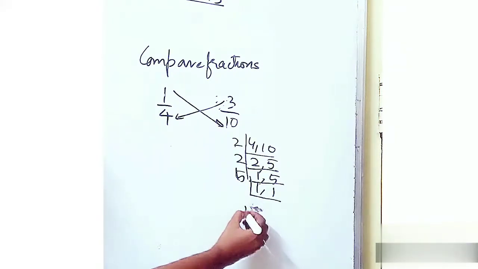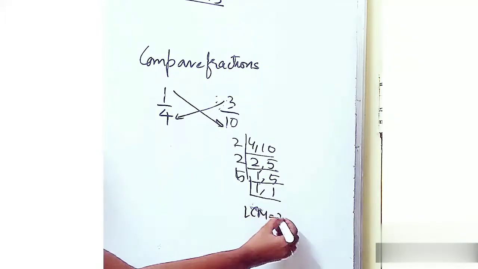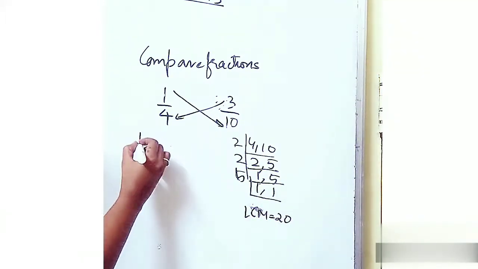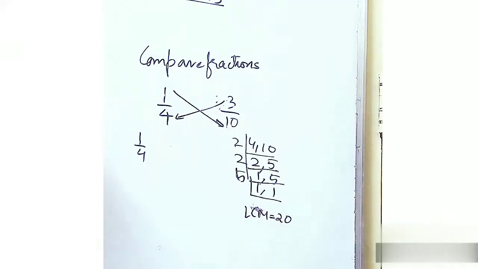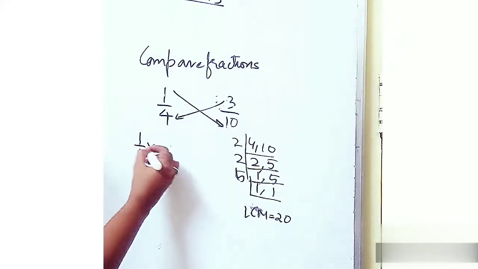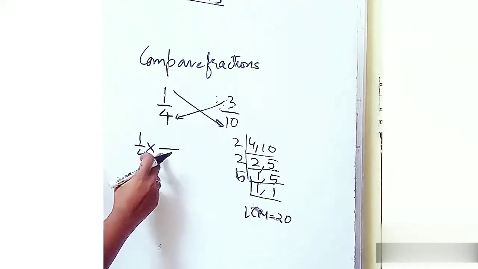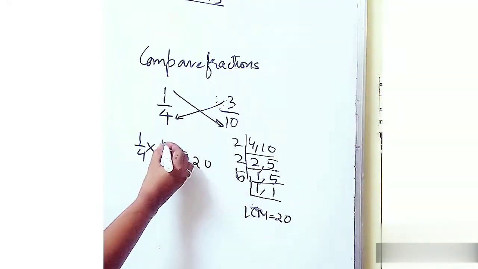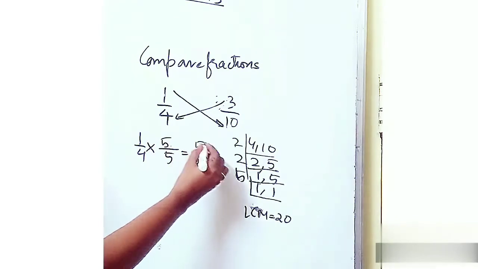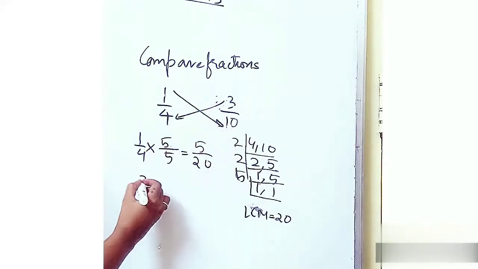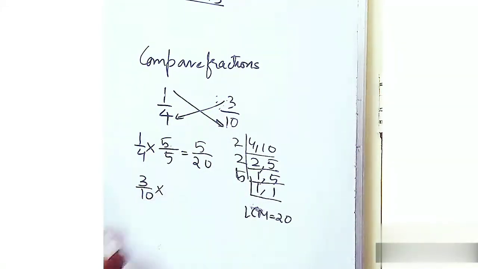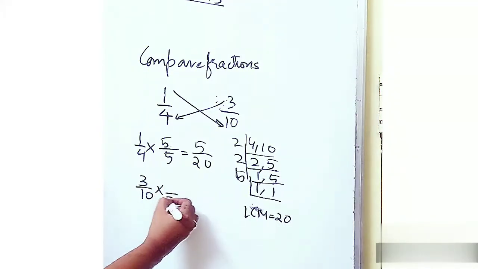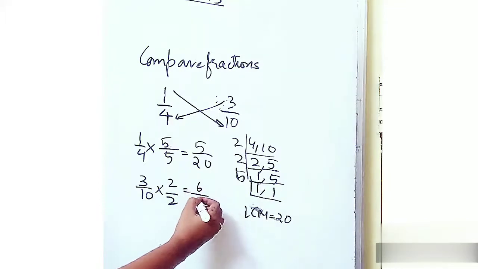So the LCM is 20. So I got 20 as the LCM. Now what you do: 1 upon 4, I have to make the denominator 20. So how will we do it? I will multiply with what number? We know 4 5s are 20. So I'll write 5 here, and the same number I have to put on top. So it will be 5 upon 20. Now the second thing, 3 upon 10. What number will I take to get 20? In the 10 table, 20 comes 2 times. So I'll write 2, here also 2. So 6 upon 20.